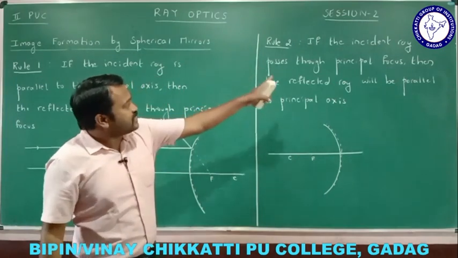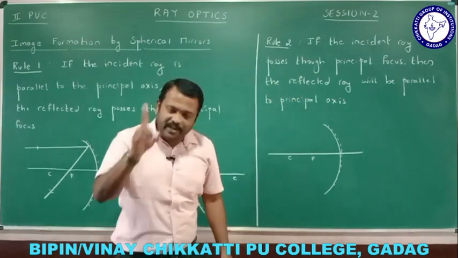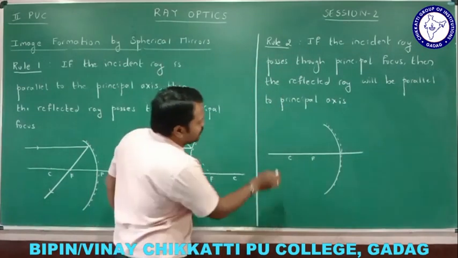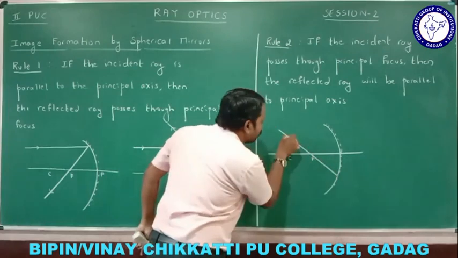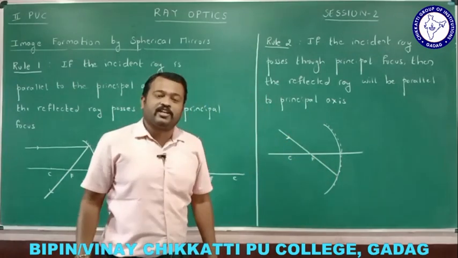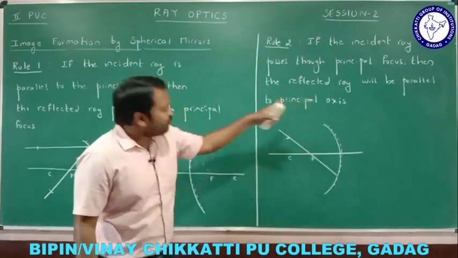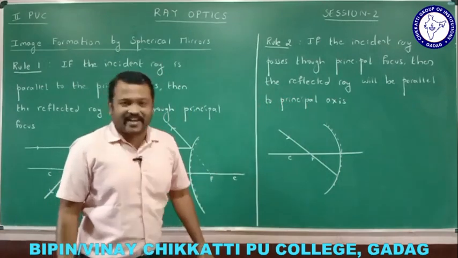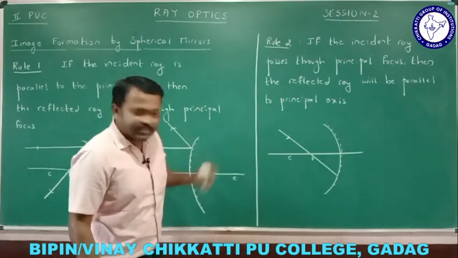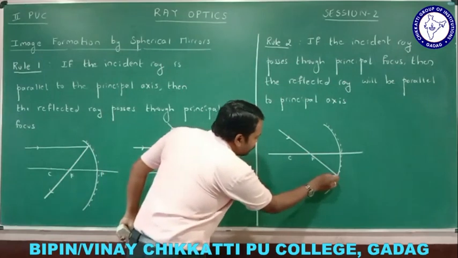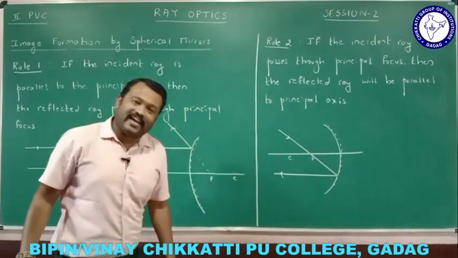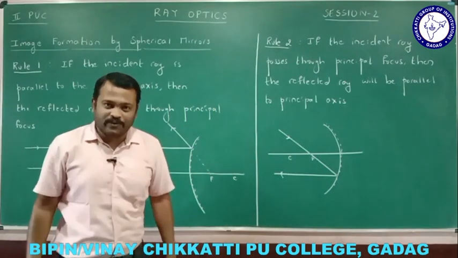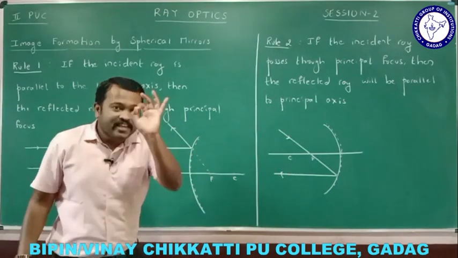Now, if the incident ray passes through principal focus, let me take an incident ray which passes through principal focus. This is the incident ray which passes through the principal focus. Where actually will the reflected ray be? The reflected ray will be parallel to principal axis. This is principal axis, and the reflected ray will be parallel to principal axis. This is the rule number 2, for concave mirror.